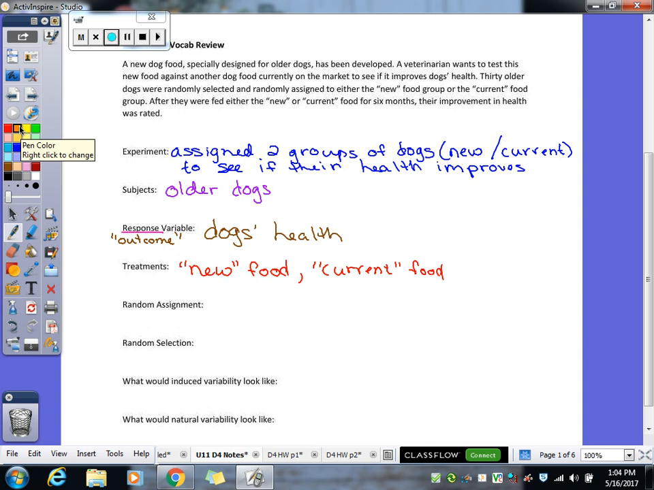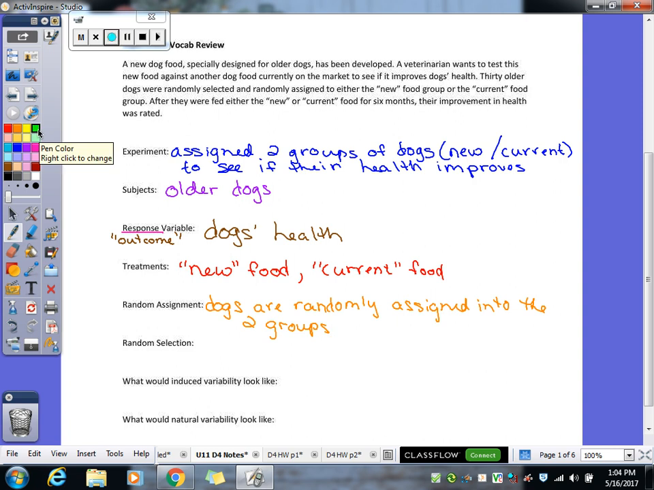So then our random assignment, that means that dogs are randomly assigned into the two groups. And that one sometimes gets confused with random selection, which would just be that dogs were randomly selected to participate in the experiment.